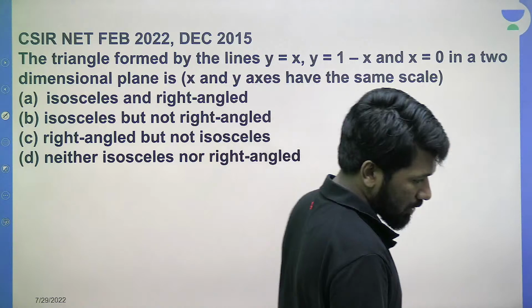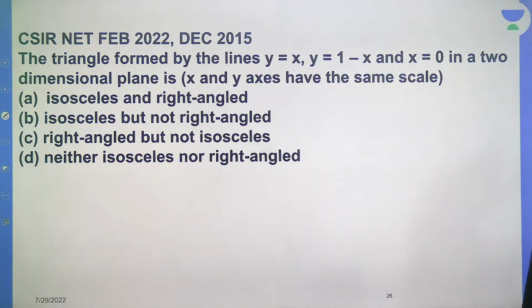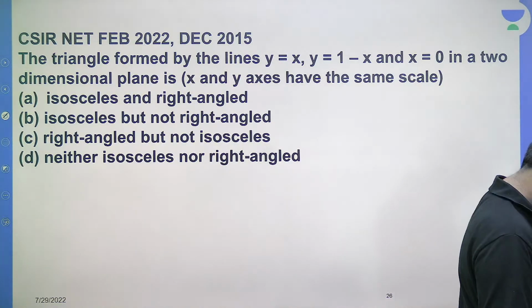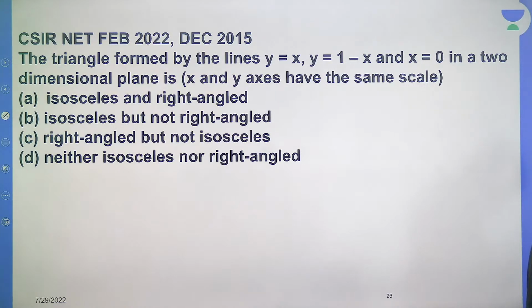Try this question. This was asked in 2022 NET exam. Other chapter doubts we will discuss in other lectures. Today we are discussing geometry and specifically coordinate geometry.